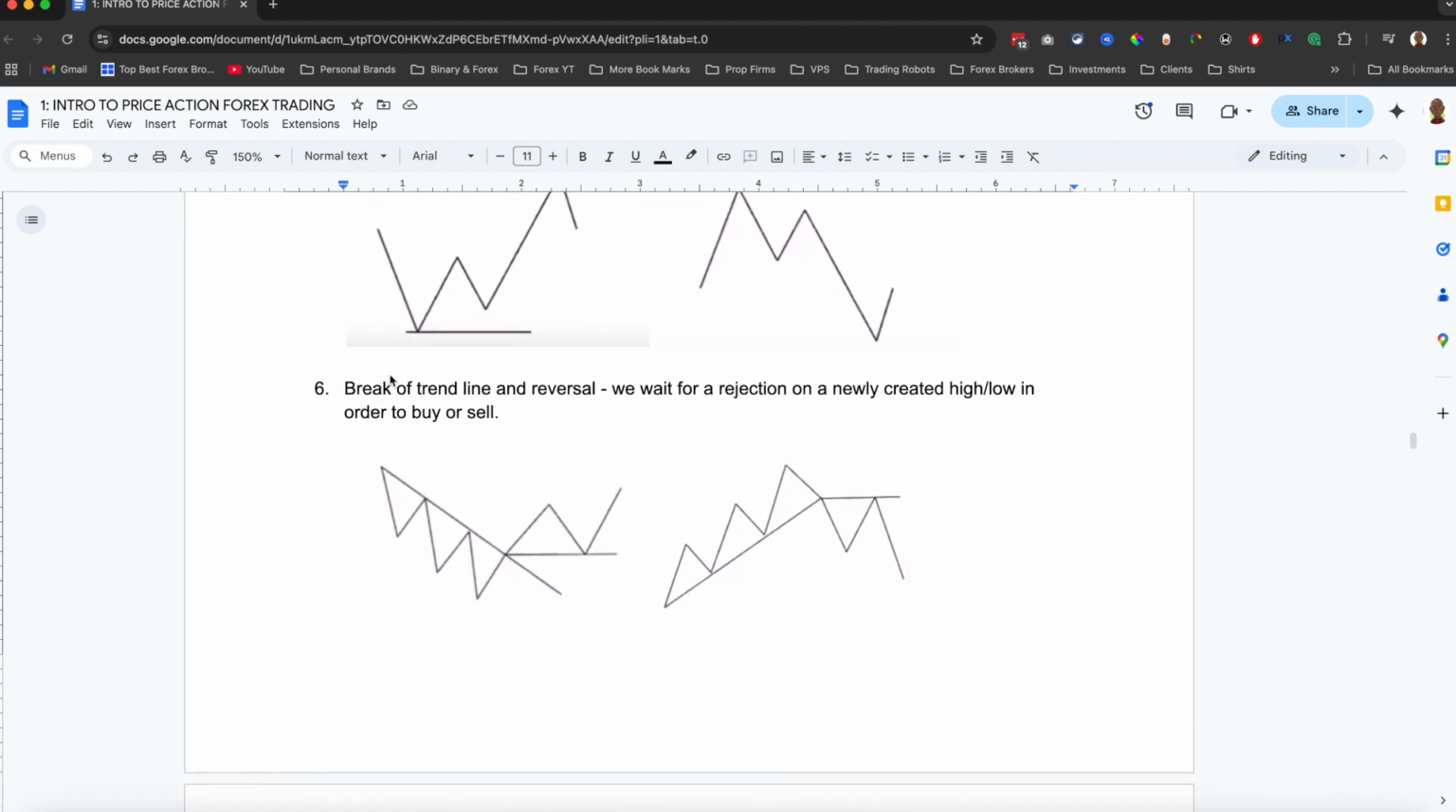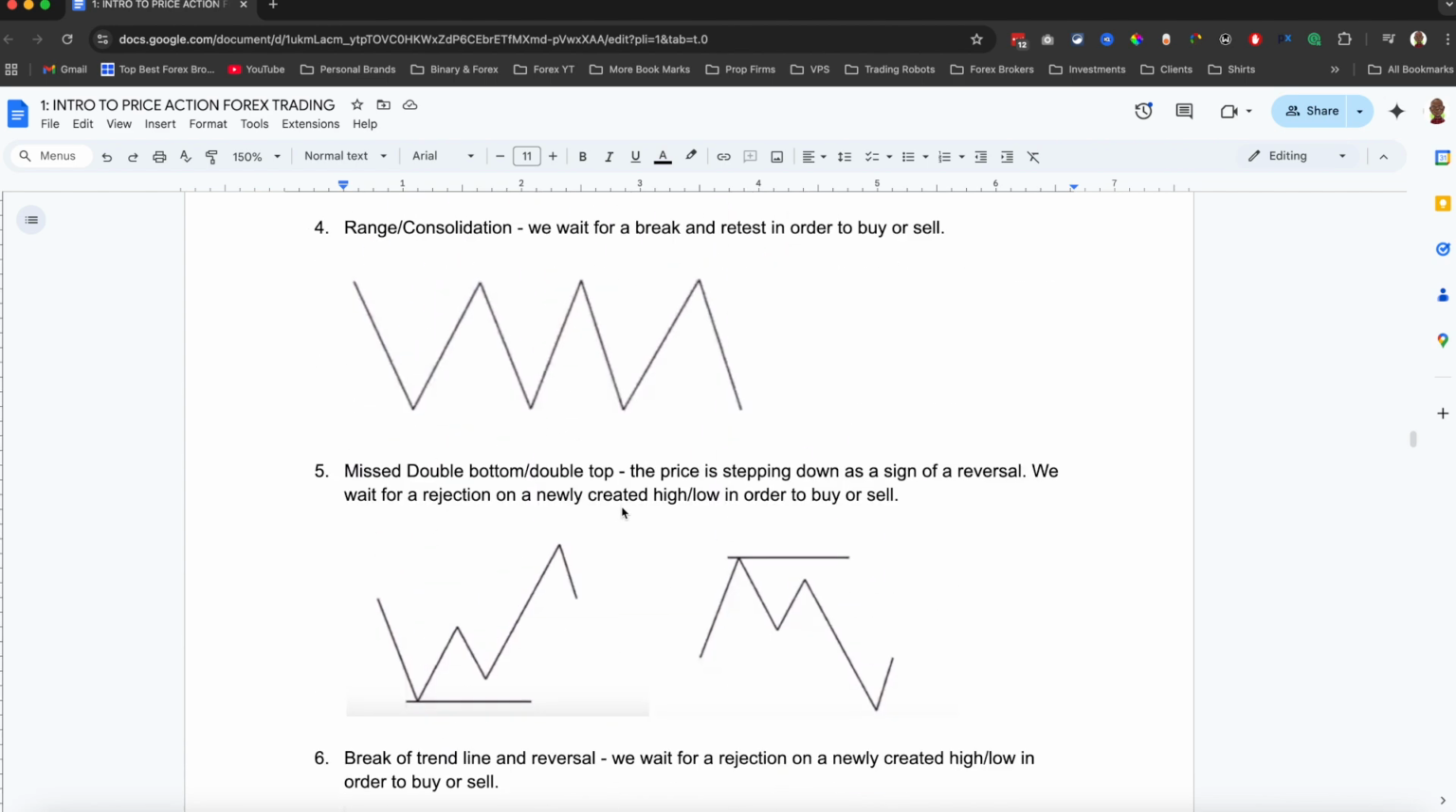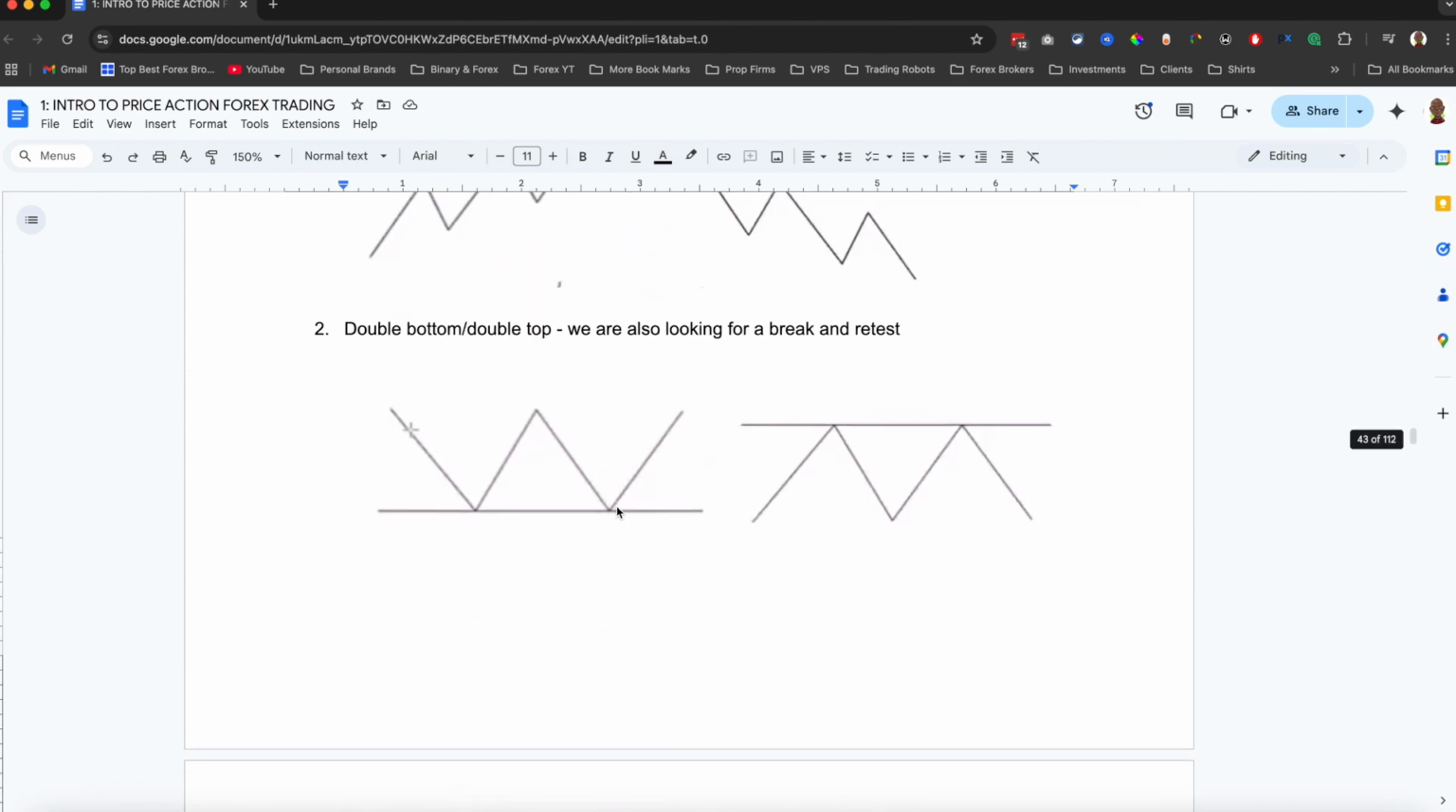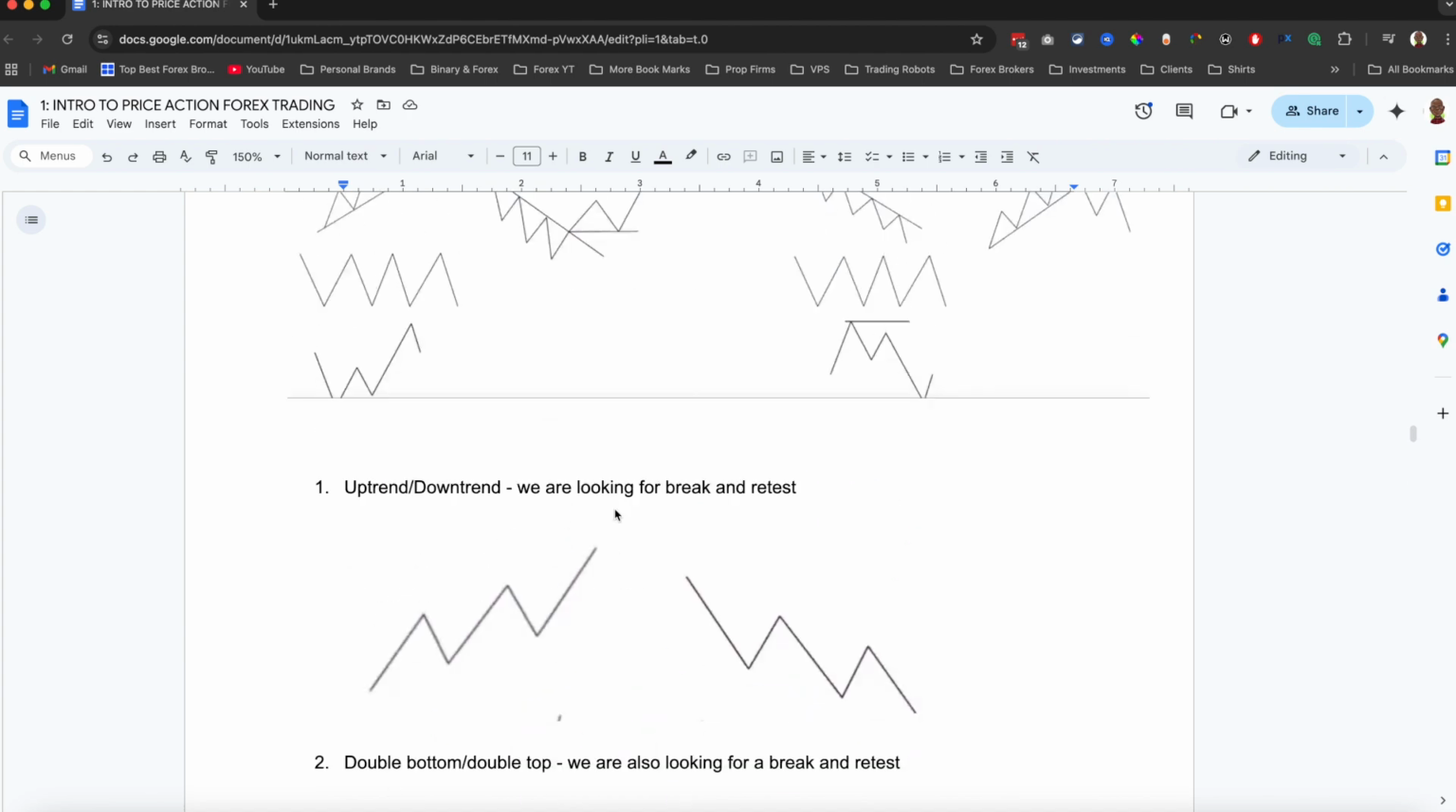So on the break of a trend line, so this was a trend line, and then we get a reversal. After a break of that trend line, we come back to retest this trend line here, and then we take our buys. Or we break this trend line here, there was a break of that trend line, then we retest on that trend line, and then we get some sells. So these are the only patterns that you should look for when you're trading price action.